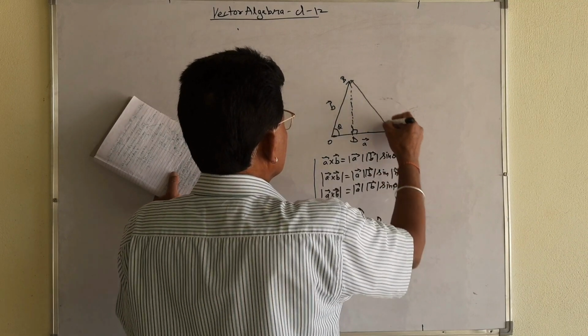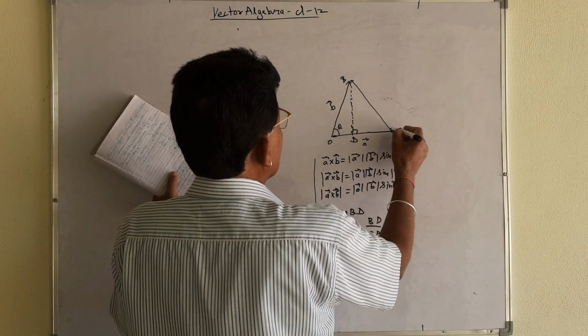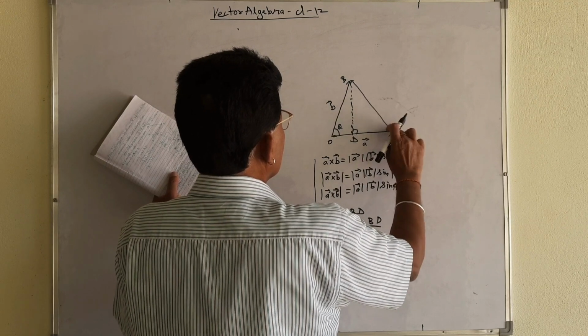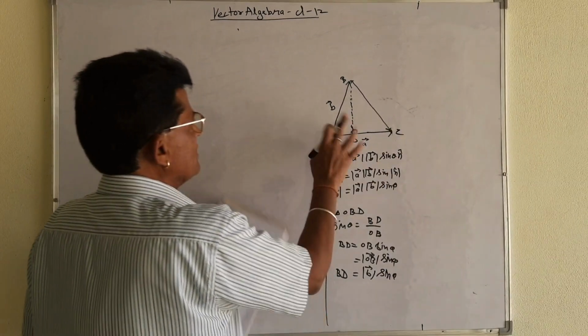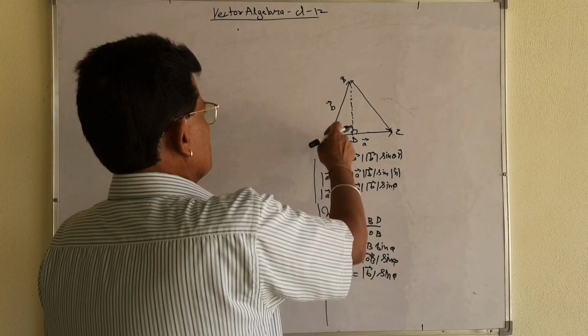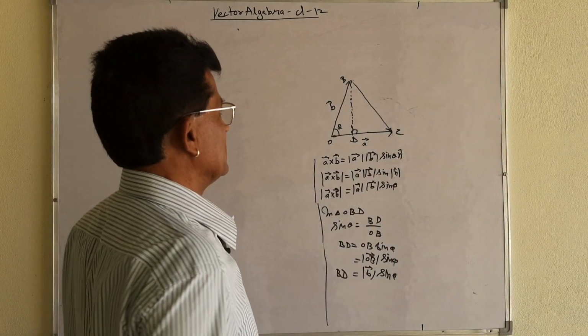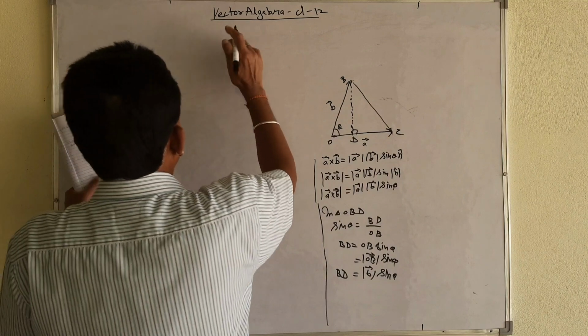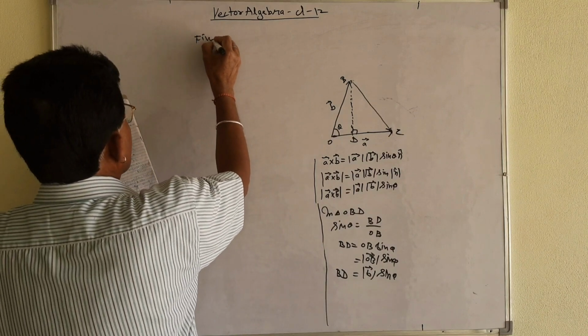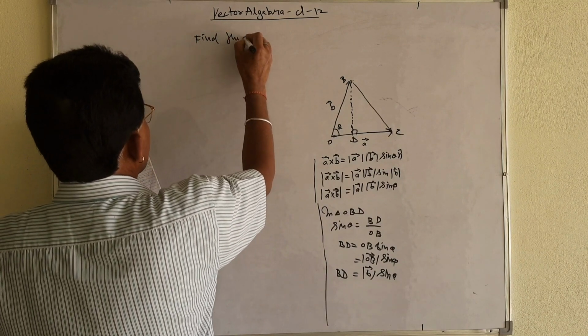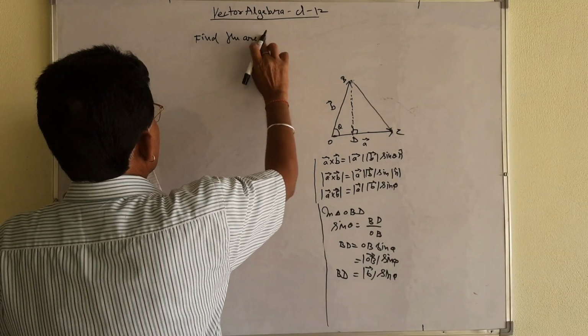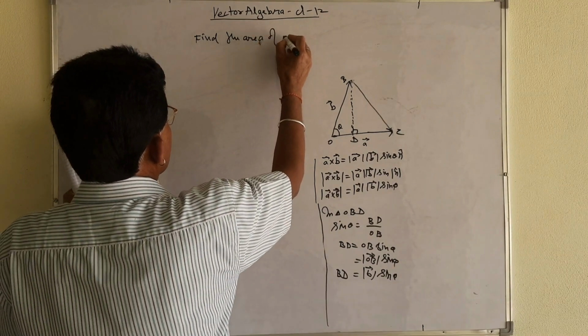देखिए, this is b and that is point C. Suppose this is point C. Okay, same figure I have taken, OB and BC and OC. Find the area. Let me write here. Find the area of the triangle.